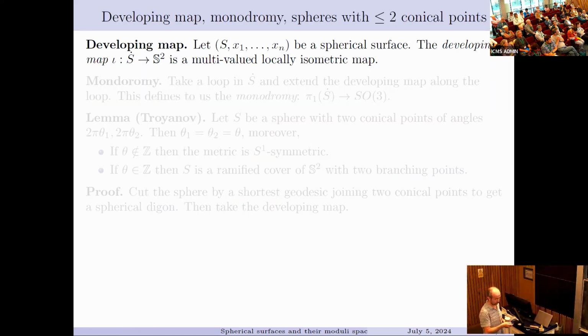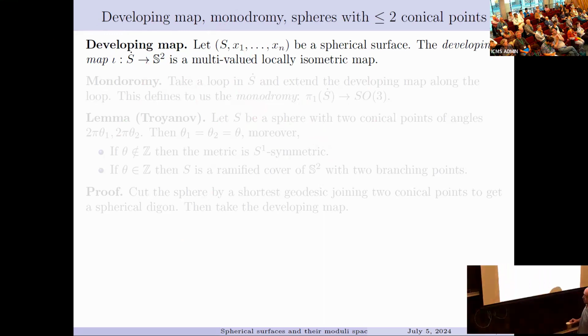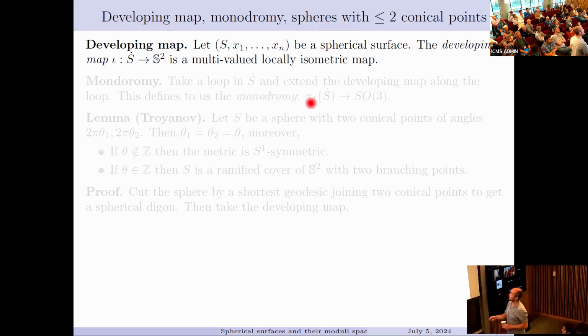So now I need a couple of definitions. One is the definition of the development map. If you have a surface, let's say with spherical conical singularities, it has a metric of curvature 1. So you can map it locally to the round sphere S2 as a metric. And then you extend this map by isometry. In the end, you get a map from the universal cover of the surface to the sphere. This is called the development map. So it's a multivalued locally isometric map.